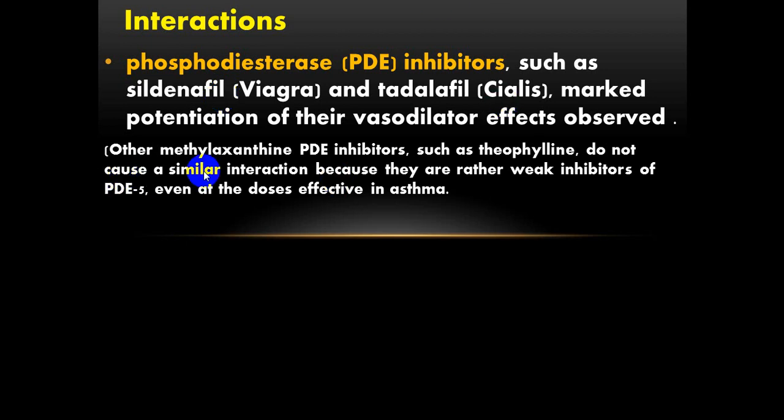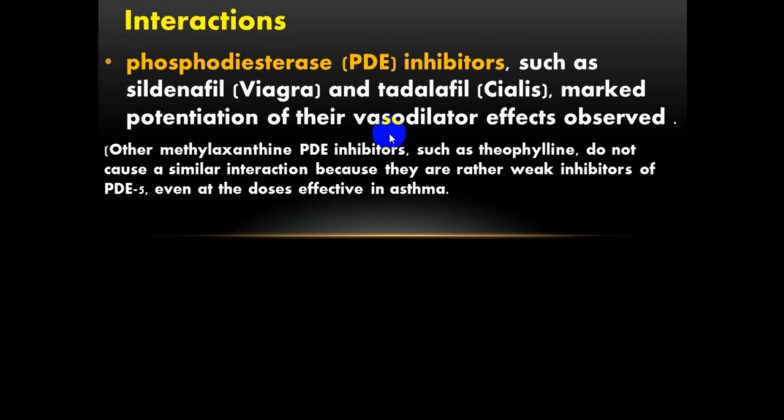Somebody asked: what about other methylxanthine PDE inhibitors such as theophylline? We use theophylline, sometimes with nitrate, but we have not faced such a side effect of collapse and fall of blood pressure. It does not cause a similar interaction because theophylline is a rather weak inhibitor of PDE5, even at doses effective in asthma. When we give theophylline in asthma, this does not lead to this side effect, because this drug is a rather weak inhibitor of PDE.